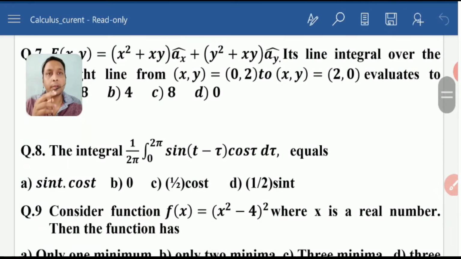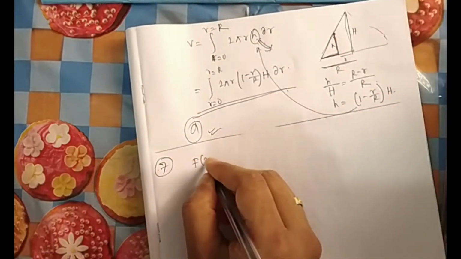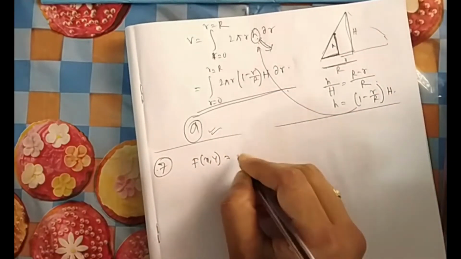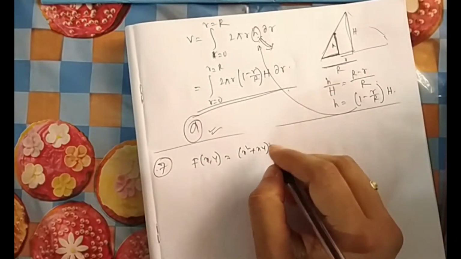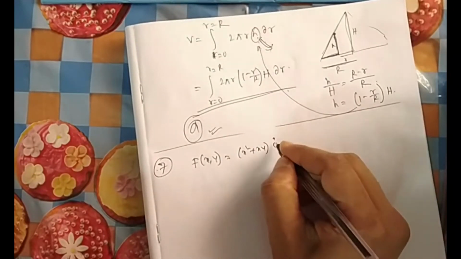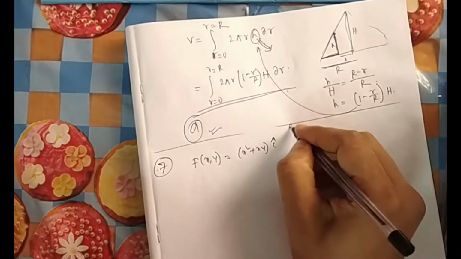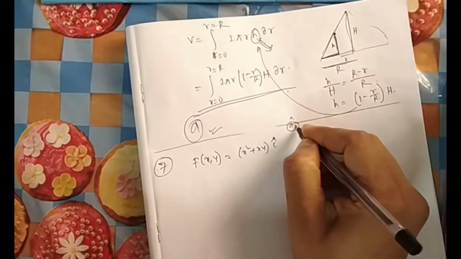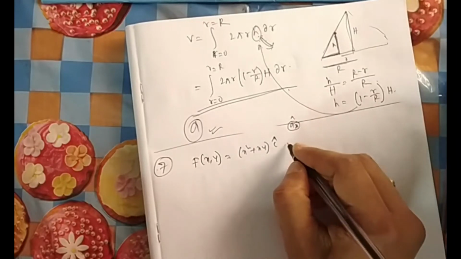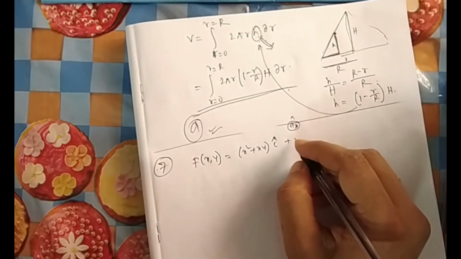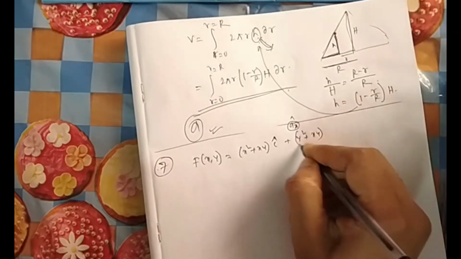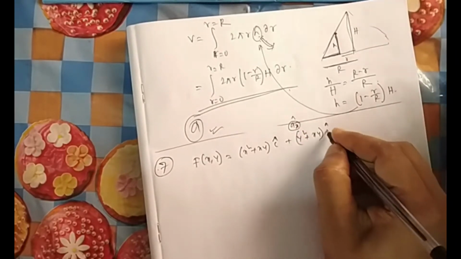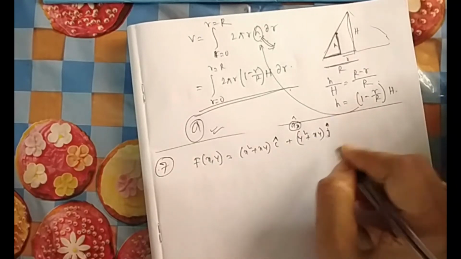Okay, then let's start. In question 7, given a vector field F(x,y) = (x² + xy) a_x unit vector. Let me write it as i cap, because we know the x direction unit vector is i cap. They have given a_x, meaning the x direction unit vector, so let it be i cap. And y² xy, with the y direction unit vector j cap. They have given it in a different format.